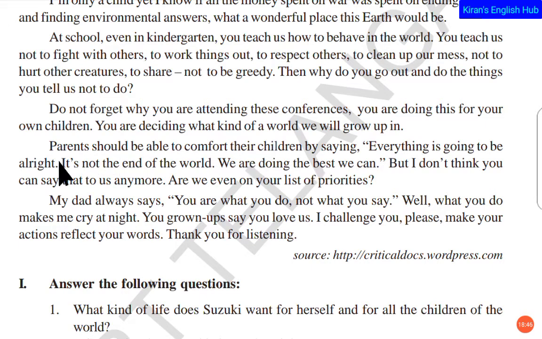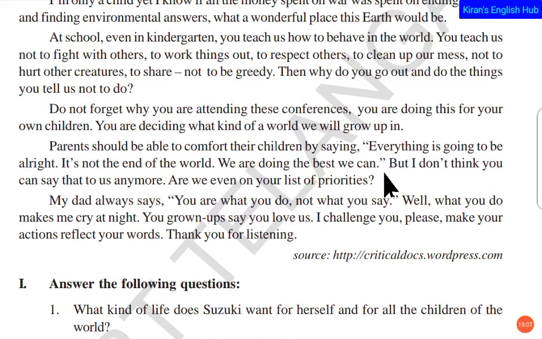Next, parents should be able to comfort their children by saying everything is going to be all right, it's not the end of the world, we are doing the best we can. Even the parents must support their children when children are a little bit afraid of the environment and all.